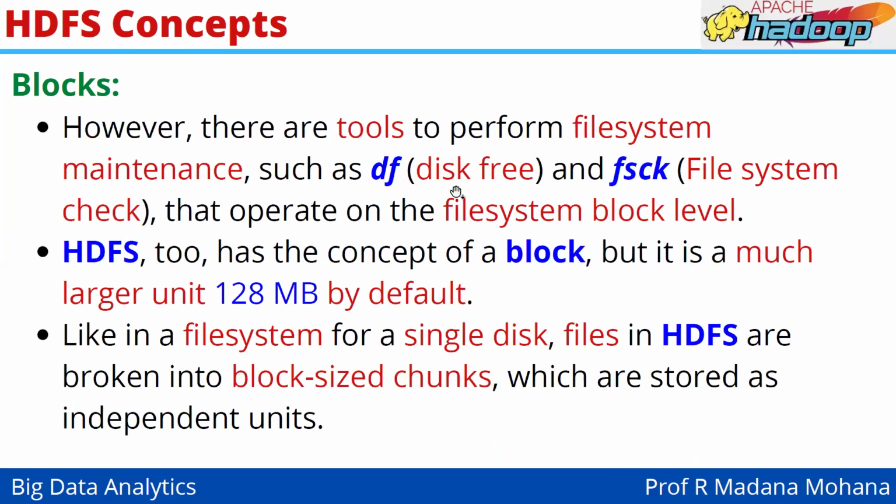However, there are tools to perform file system maintenance, such as df, which stands for disk free, and fsck, file system check, that operate on the file system block level. HDFS also has the concept of a block, but it is a much larger unit, by default 128 MB. Like in a file system for a single disk, files in HDFS are broken into block-sized chunks, which are stored as independent units.